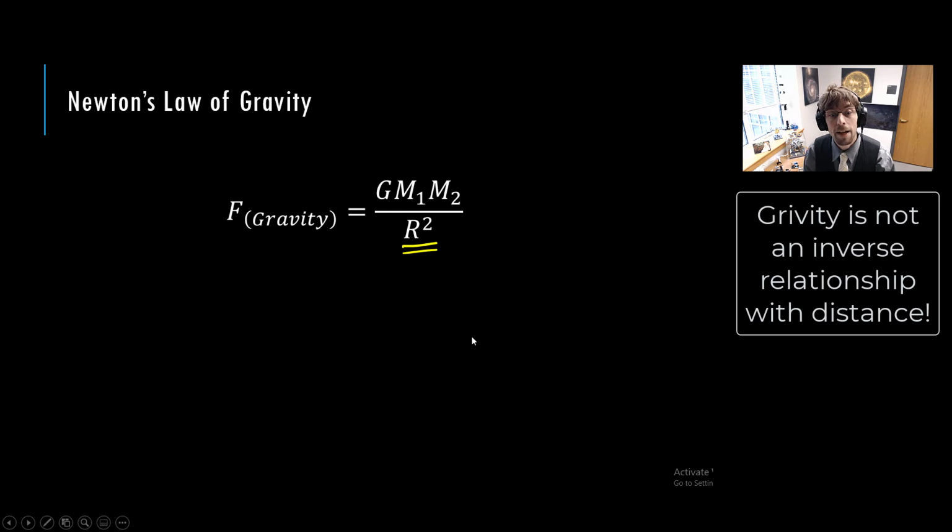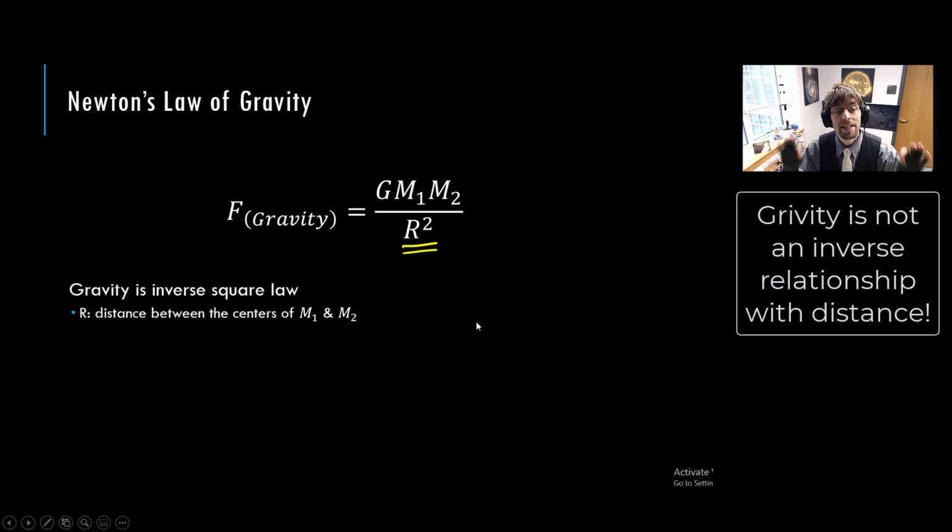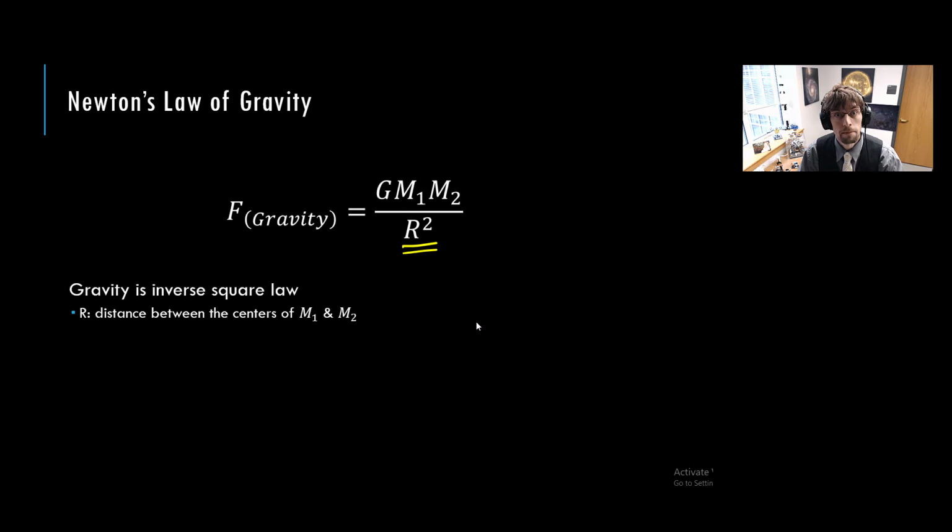The reason I'm emphasizing this so much is because the problem I see all the time in my exams is that I'll say you double the distance and people will tell me the force of gravity goes down by half. No, that's not how it goes. If you double the distance, it will go down by a quarter. That's the factor decrease. So it's an inverse square law.